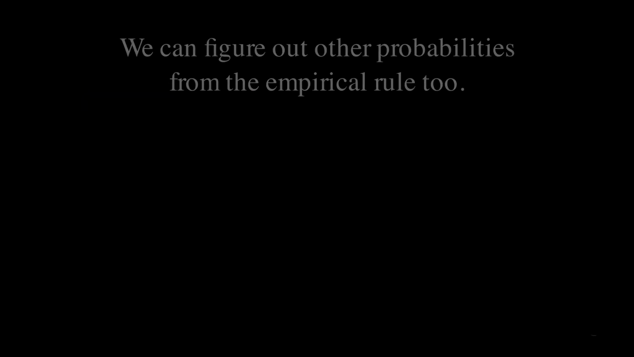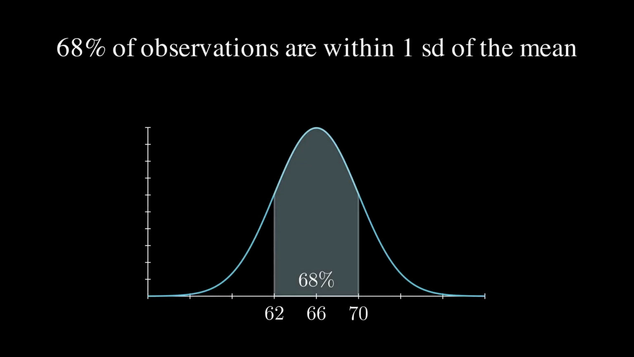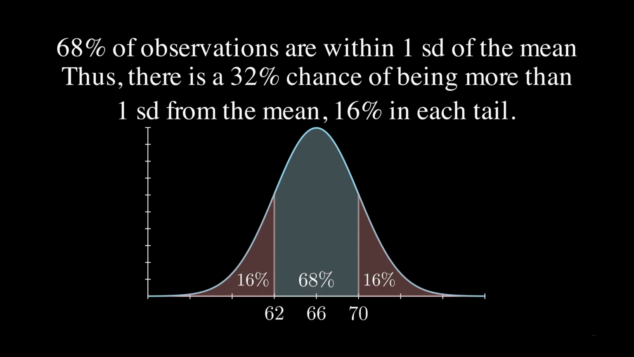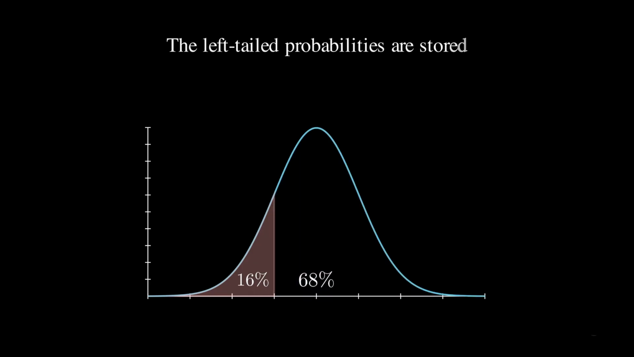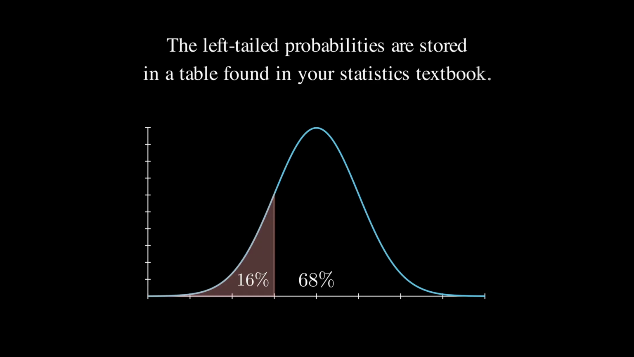And we can figure out other probabilities from the empirical rule too, besides just those three. So because we know 68% of observations are within one standard deviation of the mean, that means that 32% are outside one standard deviation of the mean. And because the distribution is symmetrical, that means 16% of the distribution is in each tail. These left-tailed probabilities are stored in a table found in your statistics textbook called the z-table.